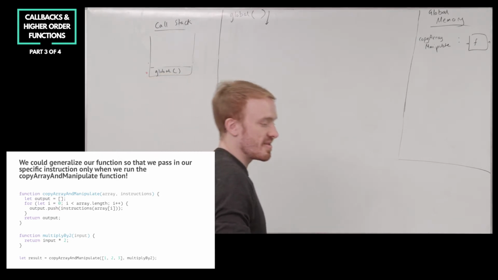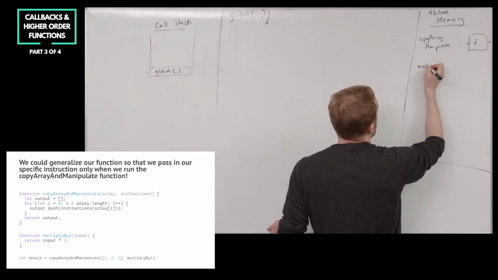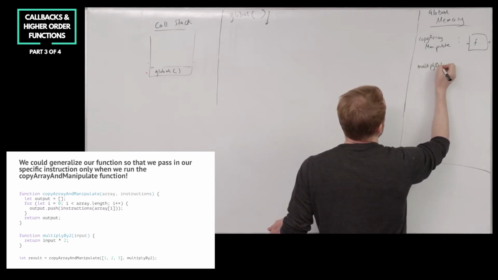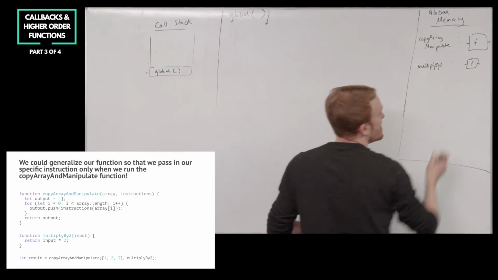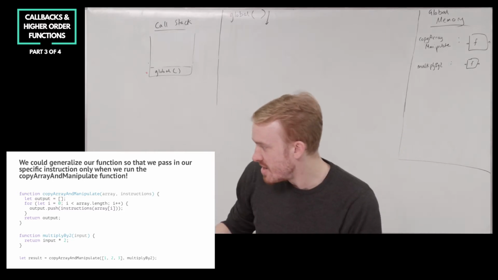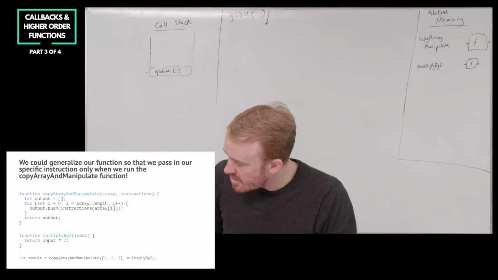Z, what does our next line of code say to do? We declare the function multiplyBy2 and store it in global memory. Multiply by 2 is a little baby function, only going to take in a single element, hopefully, and multiply that by 2. So we have a big function, copyArrayAndManipulate, and a little baby function, multiplyBy2.